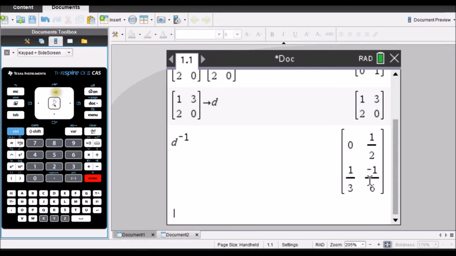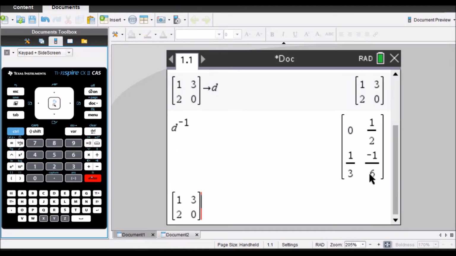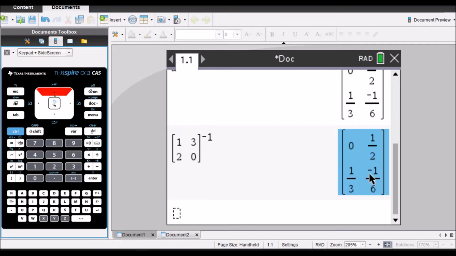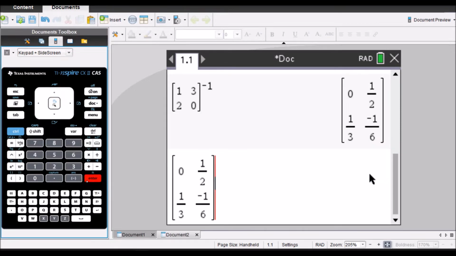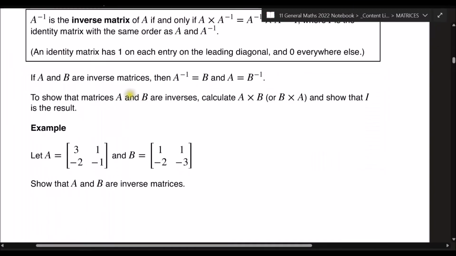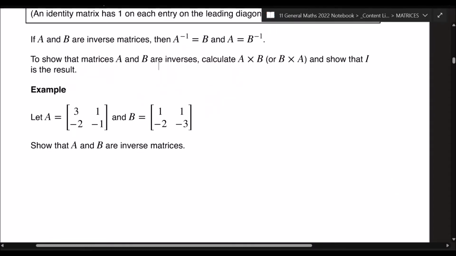So let's say I go matrix D, I inverse it, and I get that matrix. Now if I take this matrix and inverse that, I should go back to the original matrix, which is that one. So they're both related to each other. That's what this is saying: if matrix A and B are inverses of one another, then you should get something like this. So let's see if this makes sense with these two matrices.